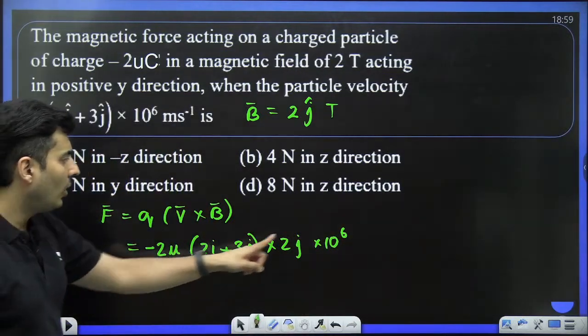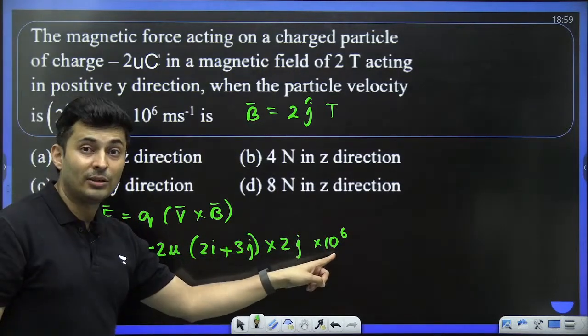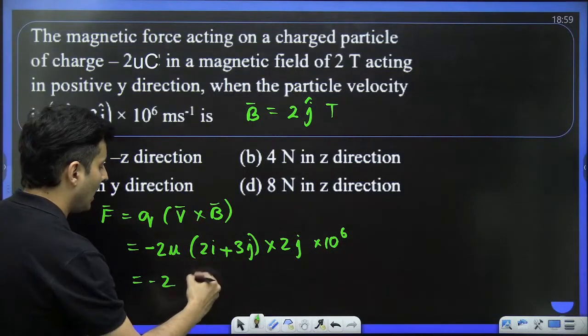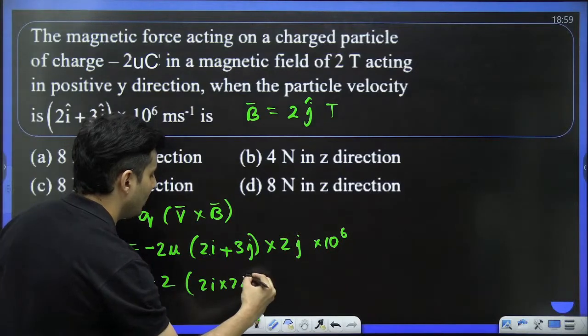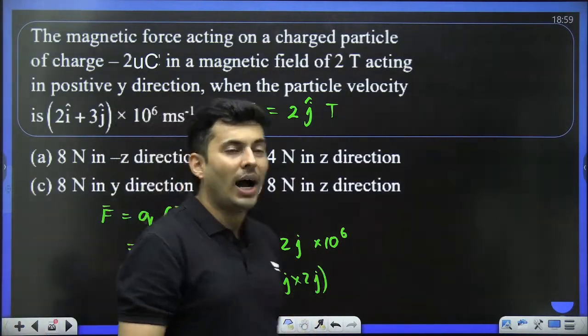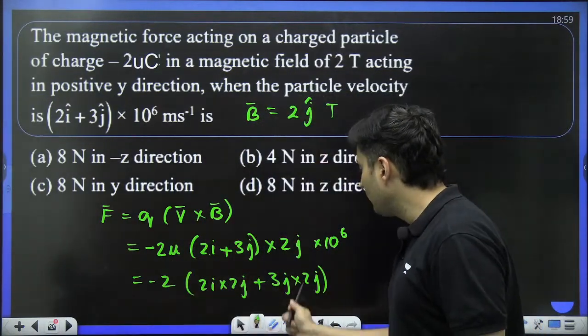Now this micro and 10 to the power 6. Micro is 10 to the power minus 6. This is 10 to the power plus 6. They will cancel. So I'm just left with -2. And over here, 2i cross 2j plus 3j cross 2j. We know i cross i is 0. j cross j is also 0. So this term will vanish.